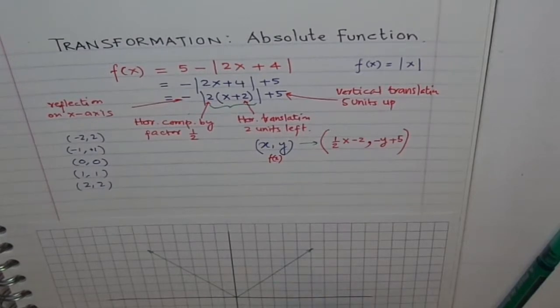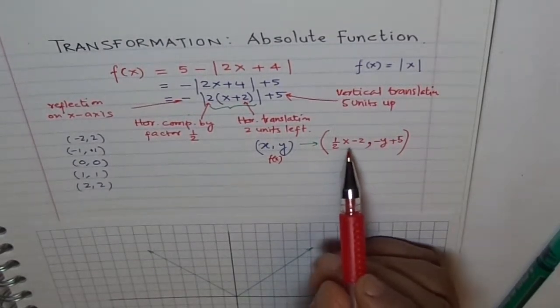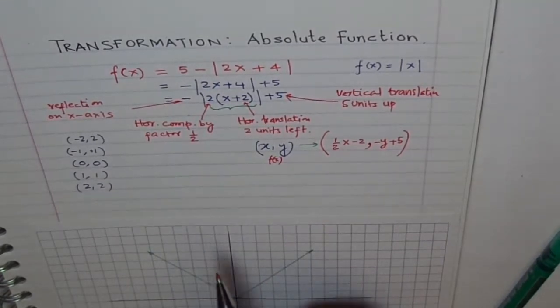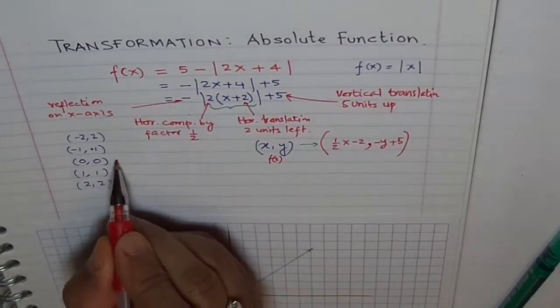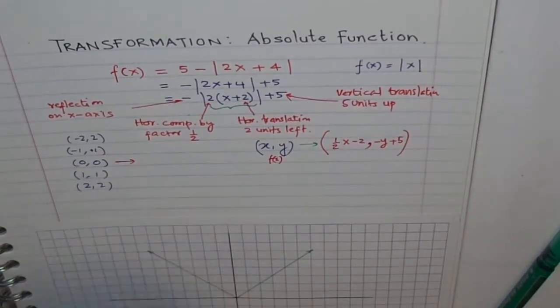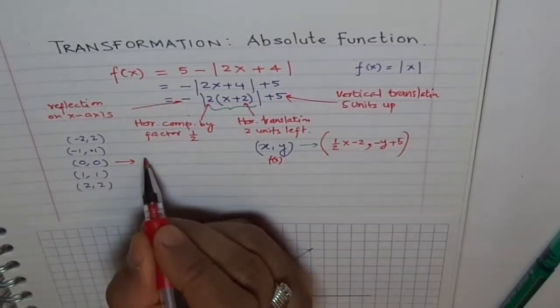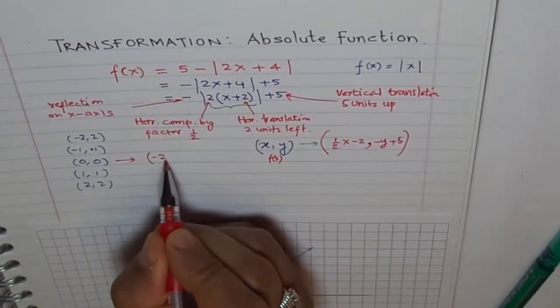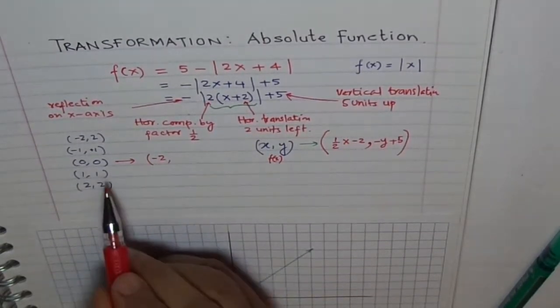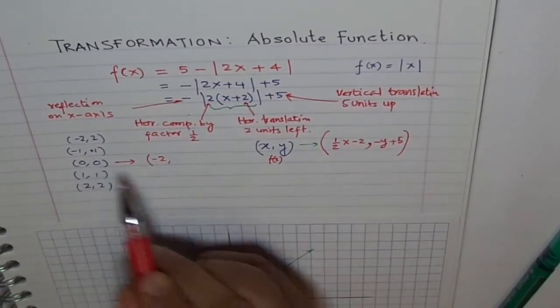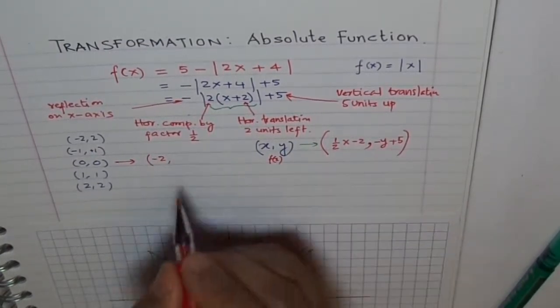Okay, so we'll apply this, and once we apply this, we get our final points after transformation. Okay, let's do that. So let's apply this to 0 first. 0 times half is 0, minus 2. So this point, the origin, the vertex, moves to minus 2 in x position, and the y point, 0 times minus 1 is 0, plus 5.